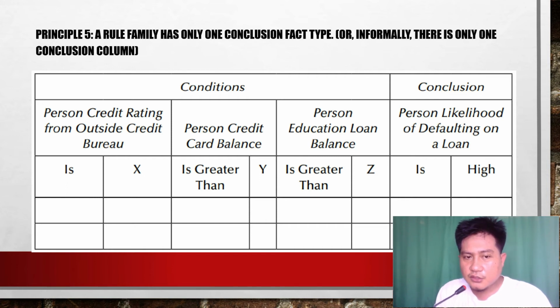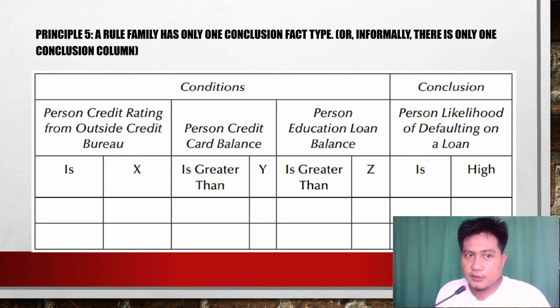But in the conditions it has 3. The first is the person's credit rating from the outside credit bureau. The second condition is the person's credit card balance. The third condition is the person's education loan balance. So it has 3 conditions, but it leads only to one conclusion. So that is principle number 5. A rule family has only one conclusion fact type, or informally there is only one conclusion column.